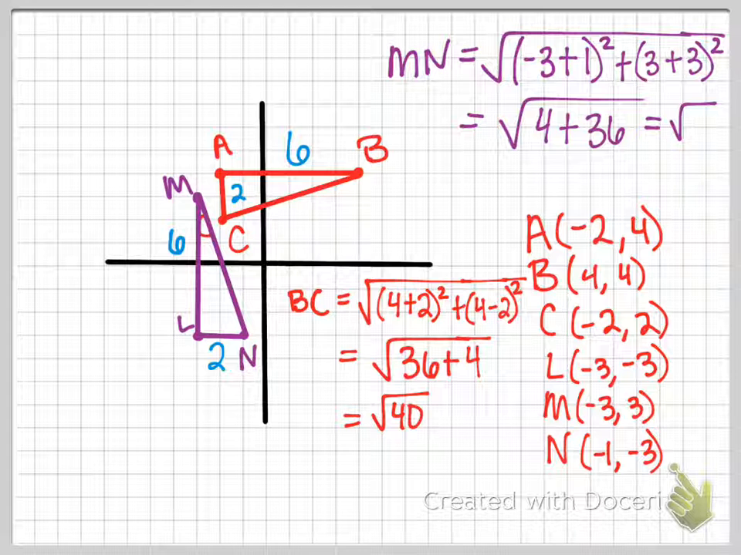So are these sides congruent? Yes, they sure are, because they both had a measure of square root 40. It's hard to fit that all in there. It's getting a little cramped. So we have shown that these two triangles are congruent by finding all of their side lengths.